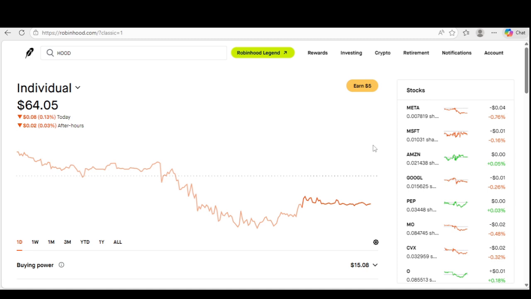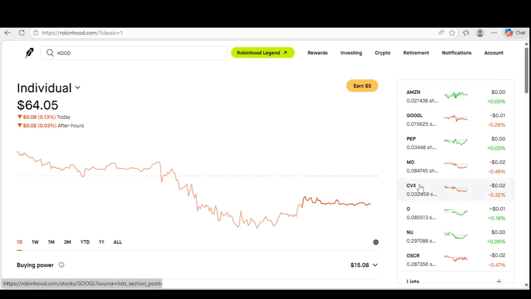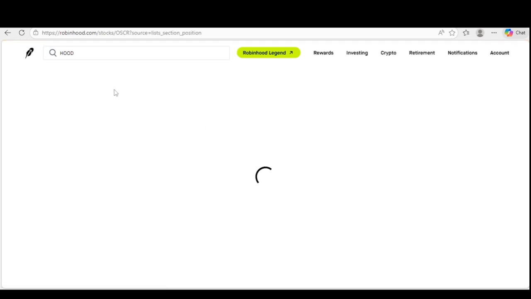Now, for today's video, all I'm going to be using is the tools we have at hand, which is the Robinhood app, and I'm going to be using the stocks actually in the portfolio. So the stock I'm going to be using to go ahead and get started with is going to be Oscar, and that ticker you can see down here is OSCR.